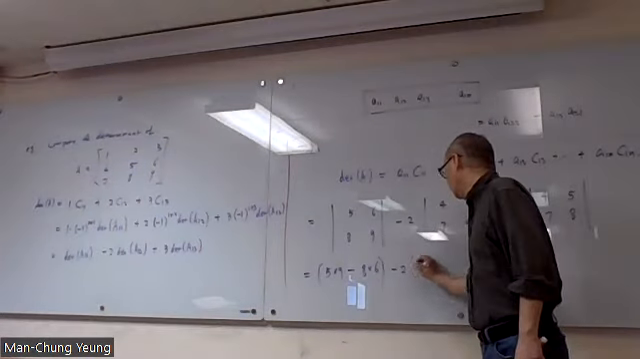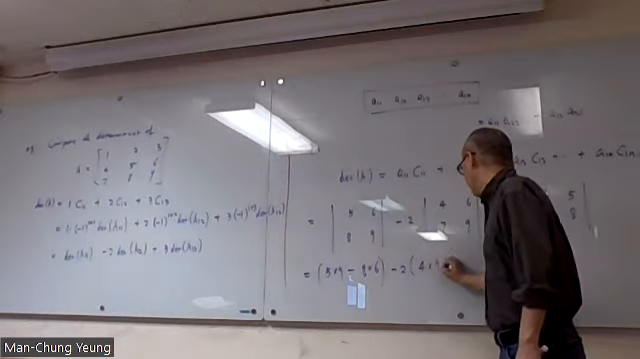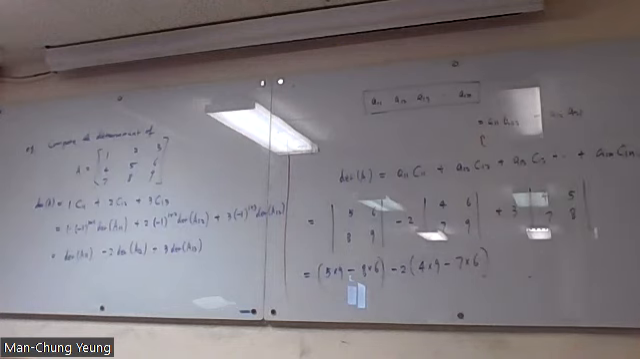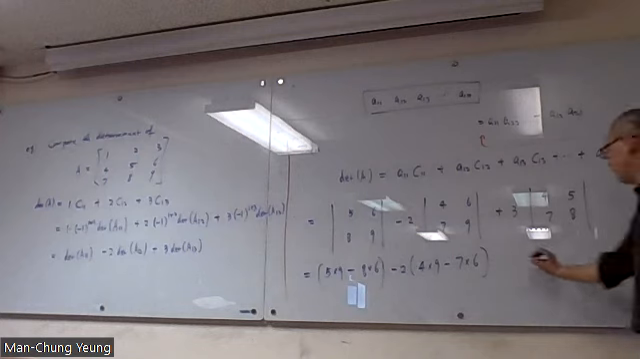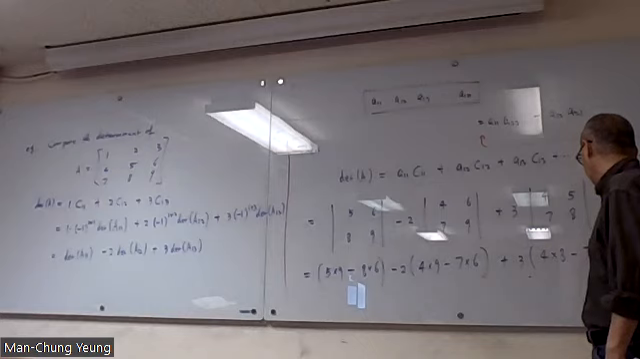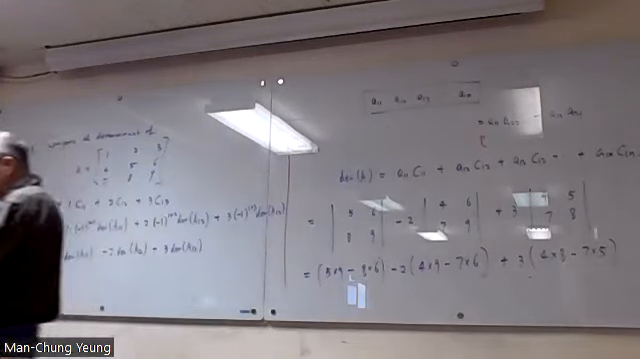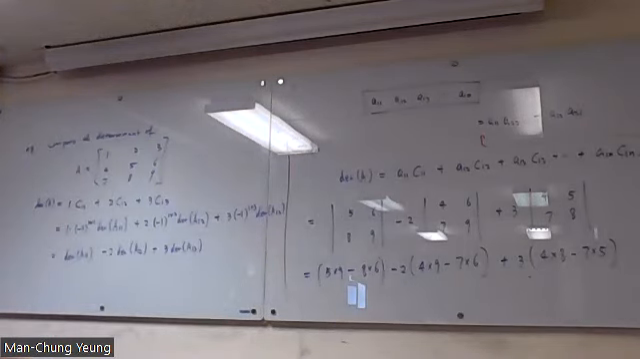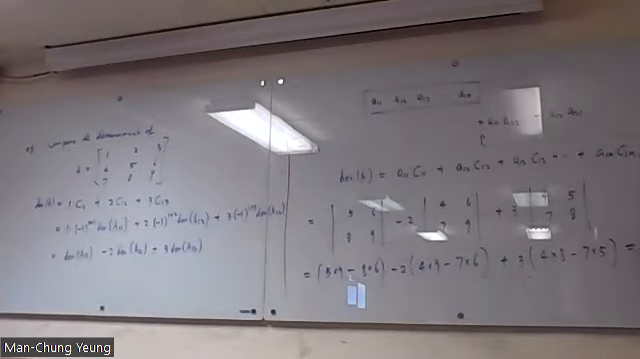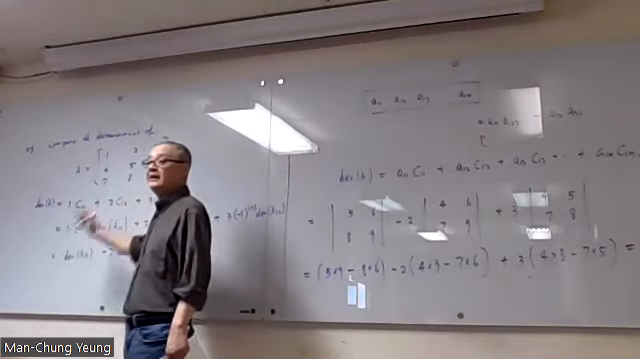Then minus 2 times the product of the main diagonal entries minus the product of the anti-diagonal entries. And then plus 3 times 4 times 8 minus 7 times 5. Then with the calculator we have the result. This matrix determinant is zero.